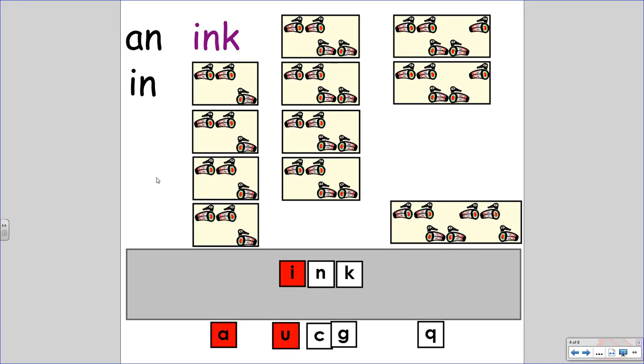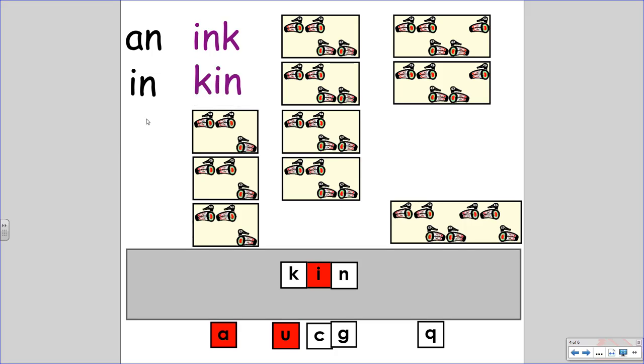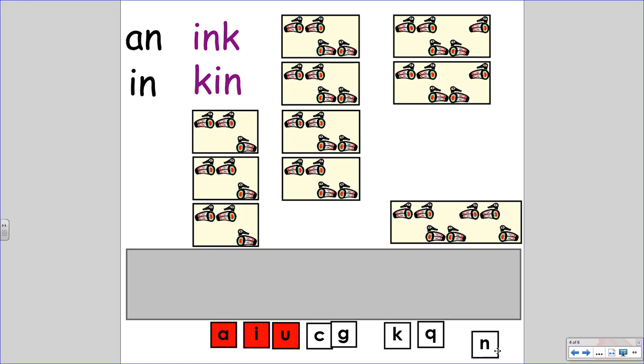Now see if you can use those three letters to make a new word. Try moving them around. That's not a word. If you figured out kin, you are correct. Kin is another word for family. These are my kin. K-I-N. Put the letters in front of you away and try our next three-letter word, can.